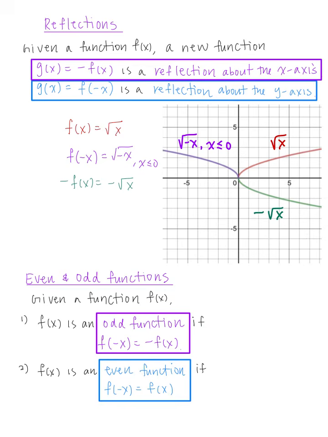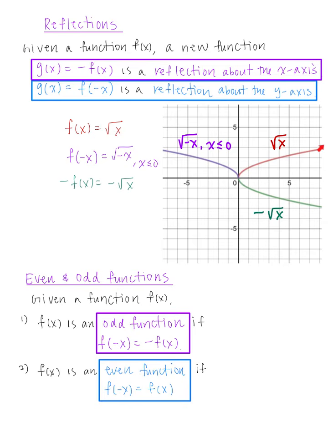Okie dokie. Now what we're going to talk about is reflections. Okay, so ready? Given the function f of x, a new function g of x equals negative f of x is a reflection about the x-axis. And g of x equals f of negative x is a reflection about the y-axis. So I drew a picture here just to let you know what the reflection about the x and y-axis is. So let's look at y equals square root of x.